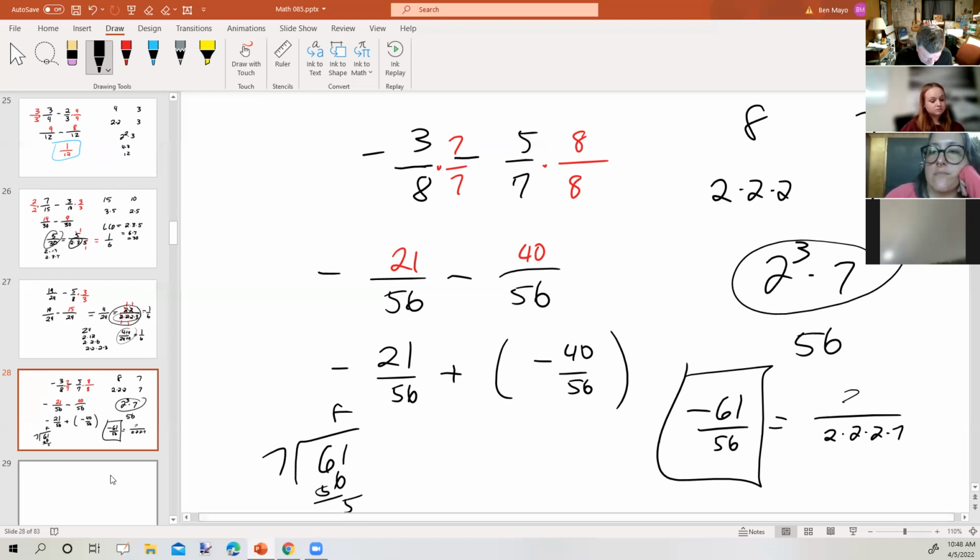All right. Here we go. Mr. Mayo, my brain automatically wants to make that -1 and what, 5/56? Do we only ever do that when it asks for a mixed number? A simple answer would be yes. If it asks for a mixed number or if it's appropriate.